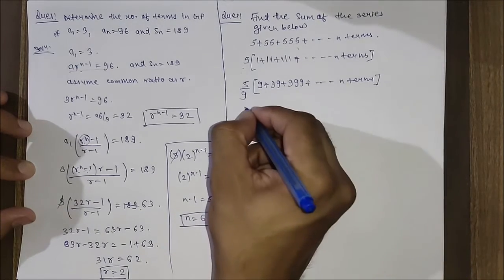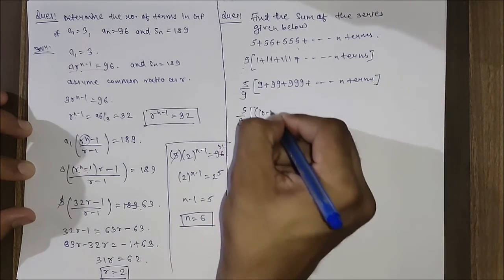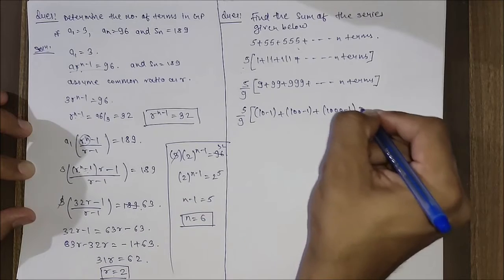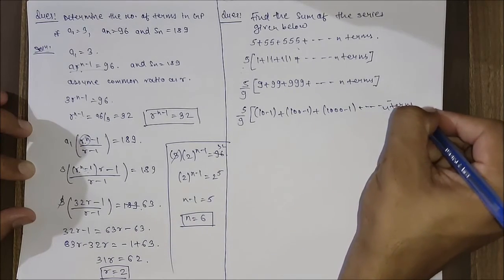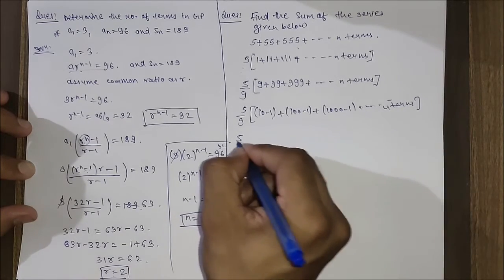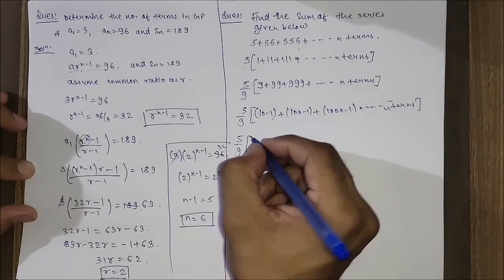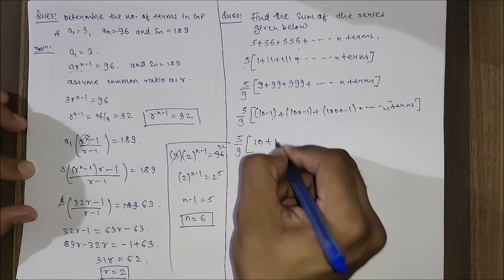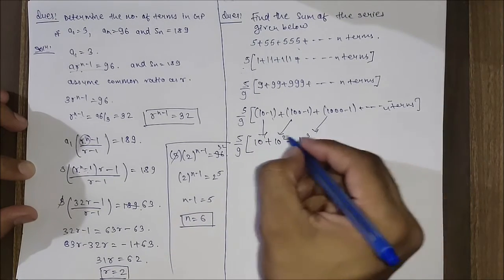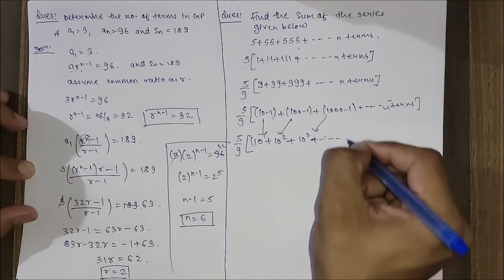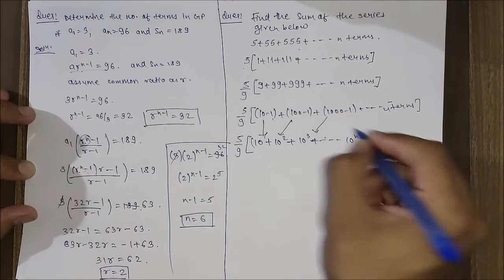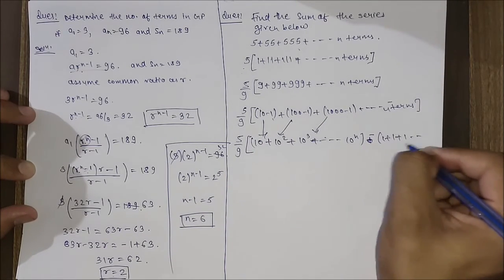This can be written as (10 minus 1) plus (100 minus 1) plus (1000 minus 1) up to n terms. Now splitting 1 and multiples of 10, with 5 by 9 outside, we get 10 plus 10 square plus 10 cube up till 10 to the power n, and also we have a minus sign, and then we have 1 plus 1 plus 1 up till n terms.